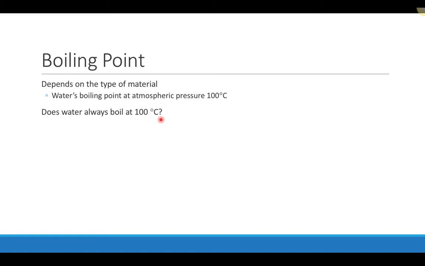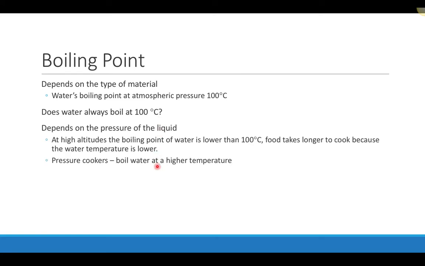We could ask the question, does water always boil at 100 degrees Celsius? And the answer to that is no. Water does not always boil at 100 degrees Celsius. It actually depends on the pressure of the liquid. So if you're at higher altitudes, water actually boils at a lower temperature. So it takes food longer to cook when you're at higher altitudes.